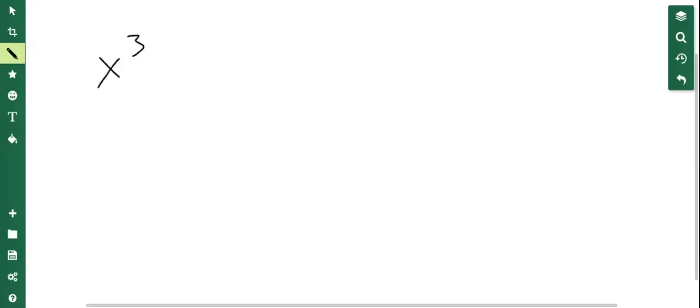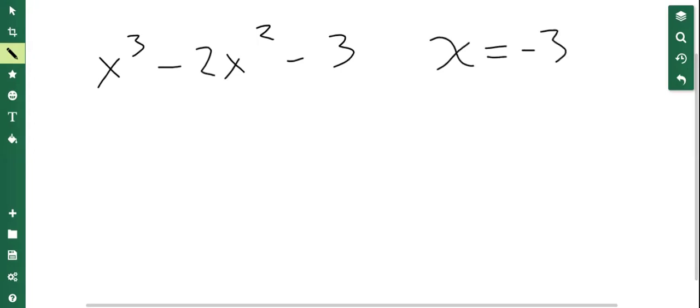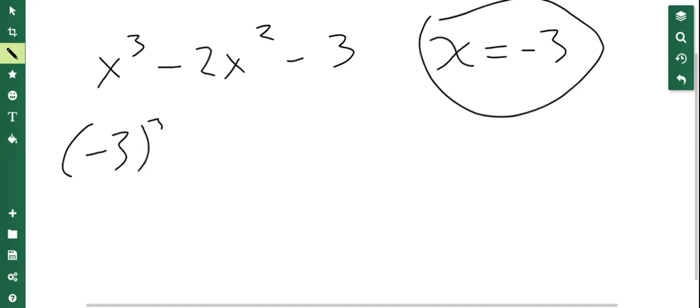We have x to the power of 3 minus 2x to the power of 2 minus 3. And they're telling us evaluate when x is equal to negative 3. Means I'm going to plug in negative 3 into every x I see. So negative 3 to the power of 3, minus 2 times negative 3 to the power of 2, minus 3.